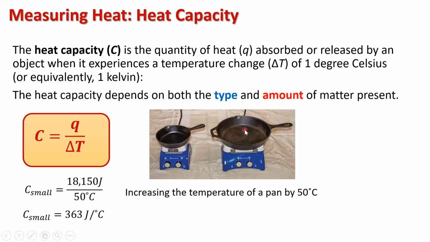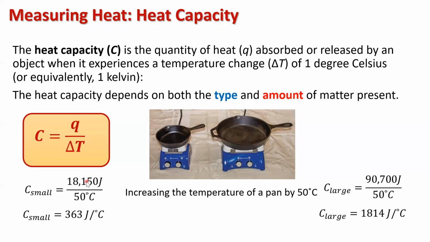Now, let's look at the large pan. If we wanted to calculate the heat capacity, we would take the amount of heat that's required to warm up that larger pan, 90,700 joules to raise the temperature the same amount, 50 degrees. So the heat capacity for the larger pan is 1,814 joules of energy has to be absorbed for every degree Celsius of temperature change for that larger pan.